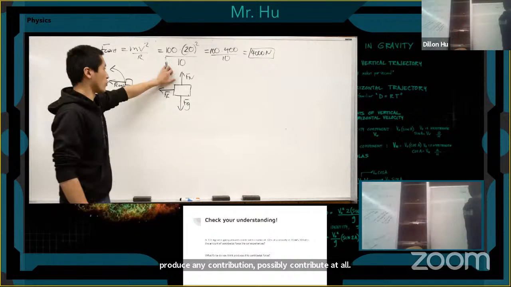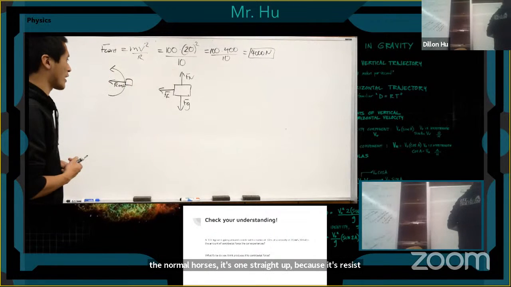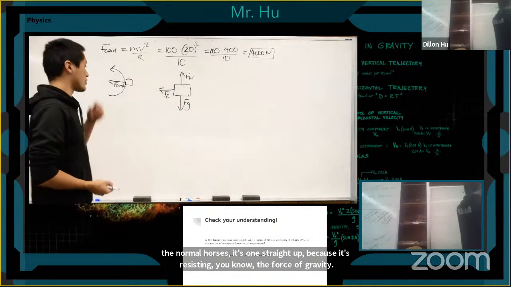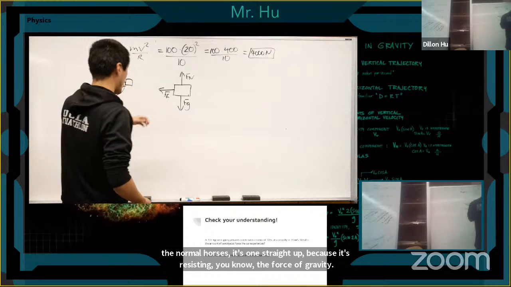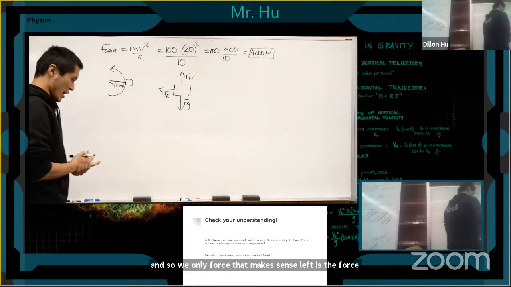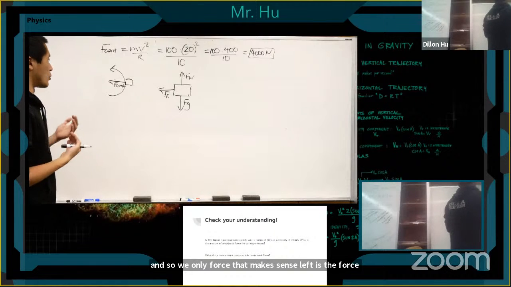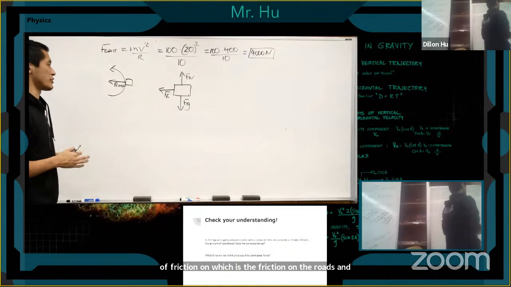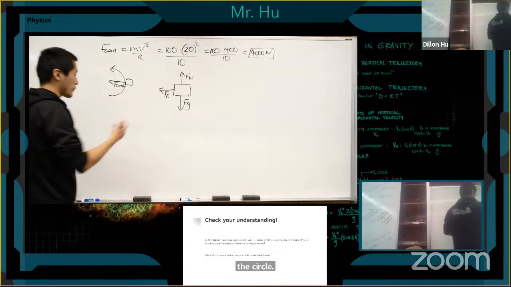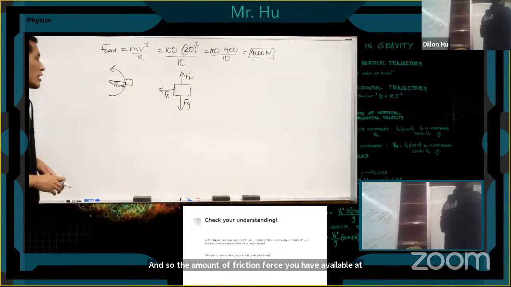And that's the same for the normal force. The normal force is going straight up because it's resisting the force of gravity, so this also can't contribute to our centripetal force. The only force that makes sense is the force of friction, the friction between the road and the tires pushing the car inwards into the circle. The amount of friction force you have available determines how much centripetal force you have.